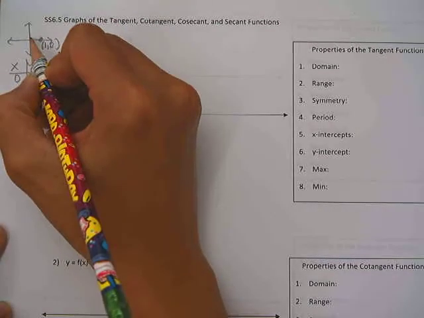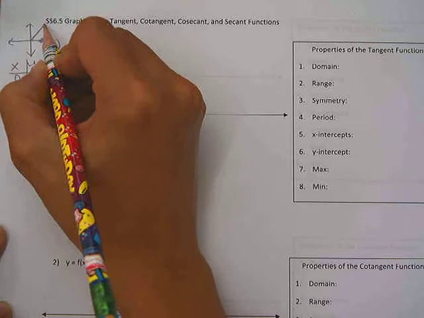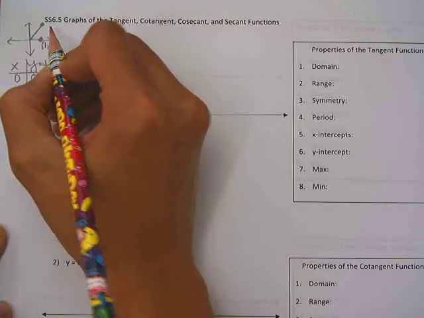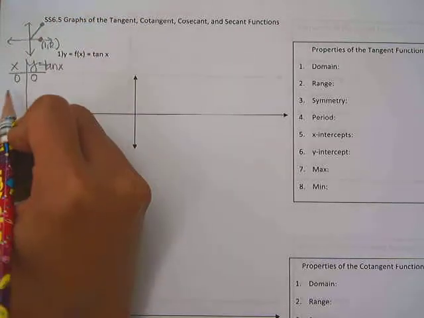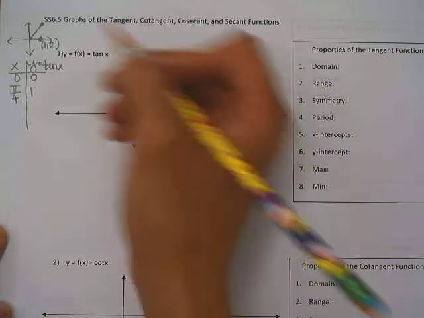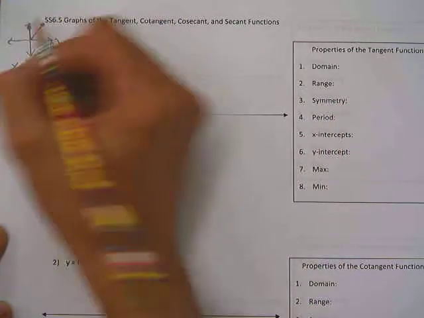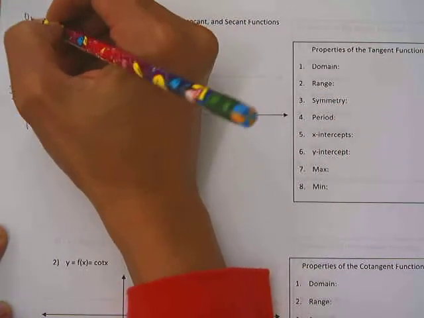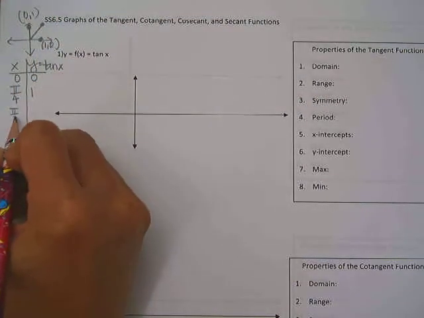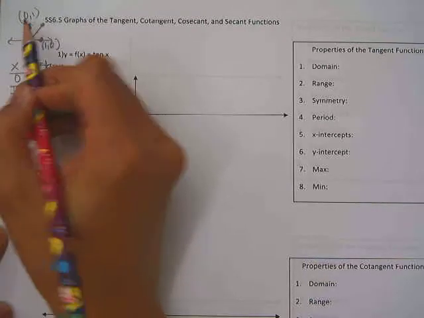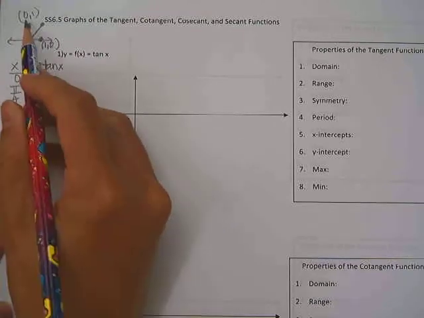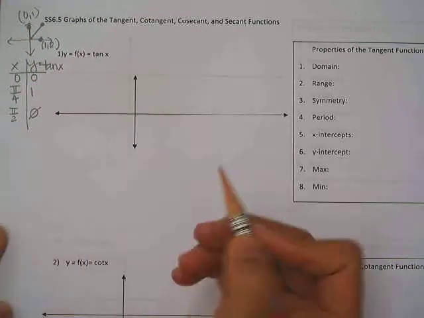The next one I'm going to use is pi over 4. Tangent of pi over 4 is going to be 1, from your unit circle. Then this dot is going to be 0 comma 1. So what's happening at pi over 2? At pi over 2, y divided by x is 1 divided by 0, which is undefined because you can't have 0 in the denominator.